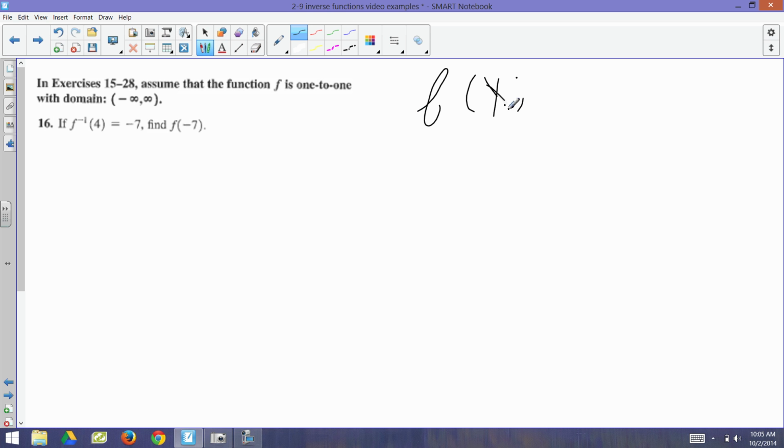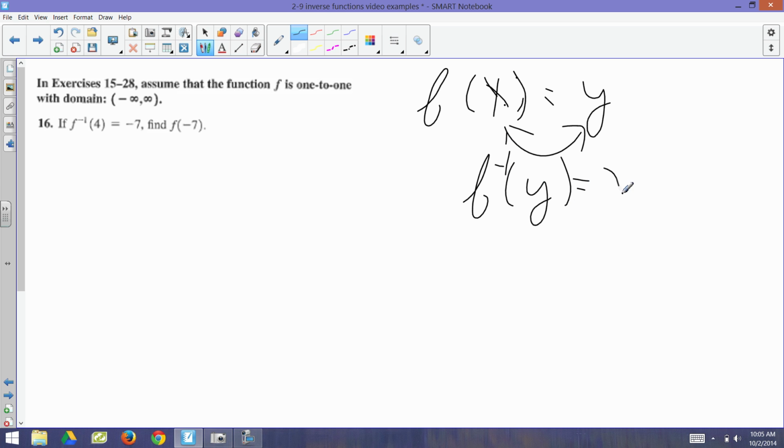Remember that I said if you have some f of x, to find the inverse, you just switch x and y. So that means f inverse of y will equal x. Like I said, you switch x and y. So f is an inverse of f inverse, so f of x is equal to y. So you see what you're doing? You're switching.